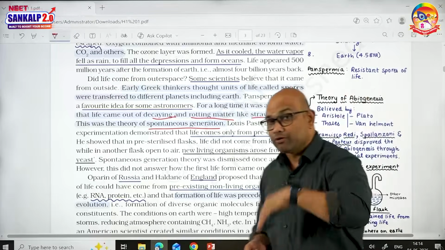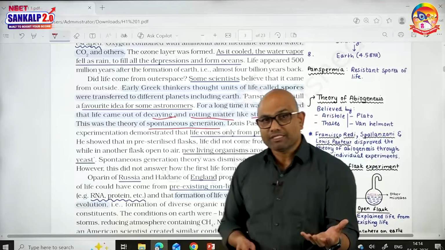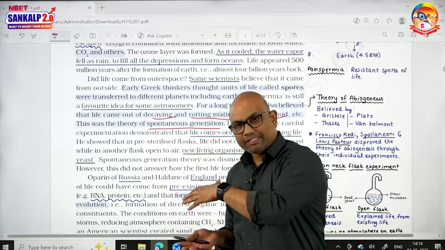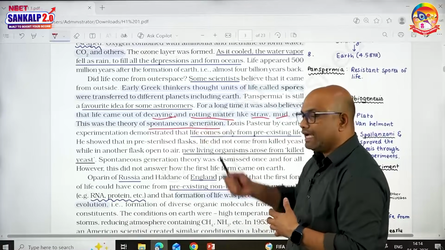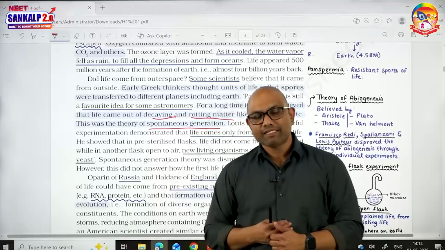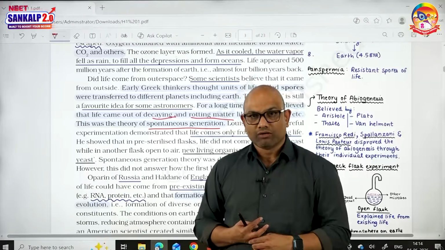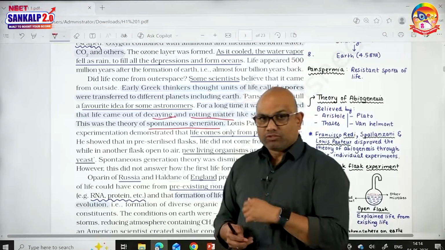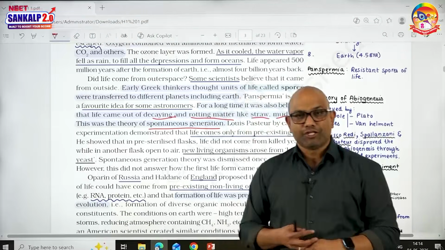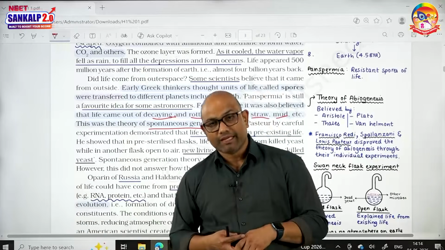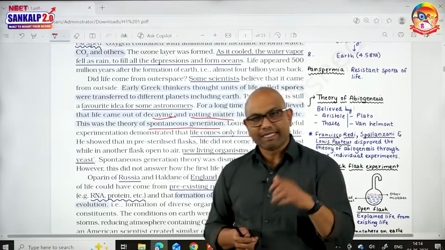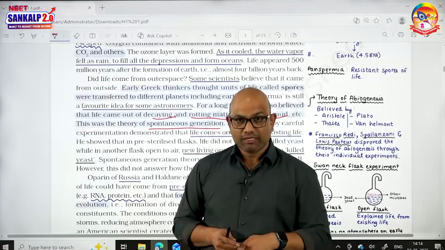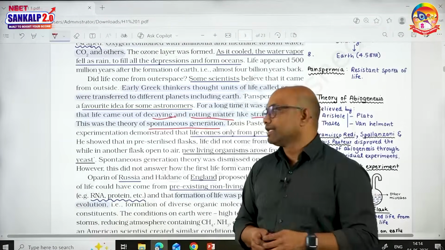The next theory is the theory of biogenesis. According to the biogenesis theory, life comes from pre-existing life. Abiogenesis says life is coming from decaying and rotting matter. The biogenesis theory says that life comes from pre-existing living organisms. So the theory of spontaneous generation, the abiogenesis theory, was disproved by Louis Pasteur and other scientists like Francesco Redi and Spallanzani by different experiments.